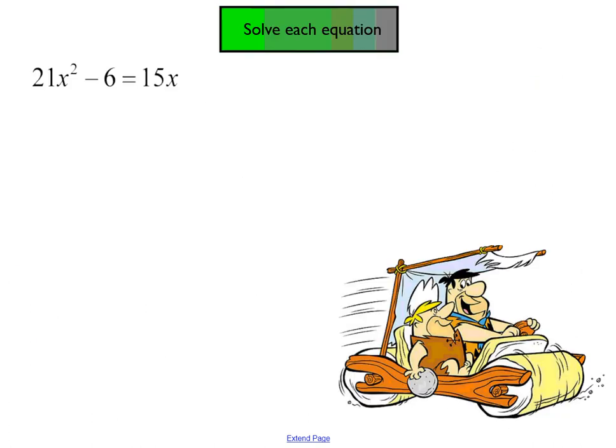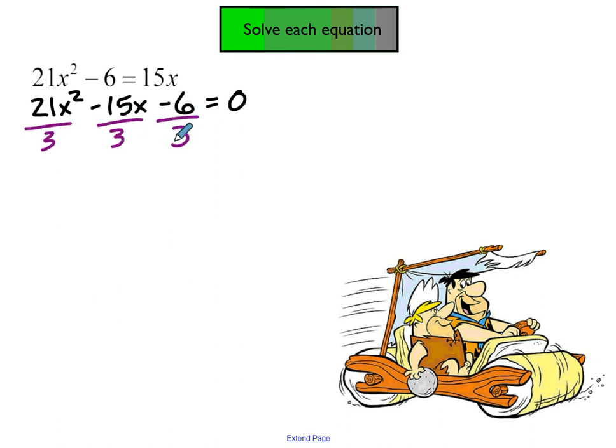Here, I need to move that 15x over, but it needs to go into the middle. So I'm going to subtract 15x on both sides. So I get 21x squared minus 15x minus 6 equals 0. There is a GCF again here. It is 3. So I'm going to divide each of these by 3. That's going to be part of my factors. So I get 7x squared minus 5x minus 2 equals 0.